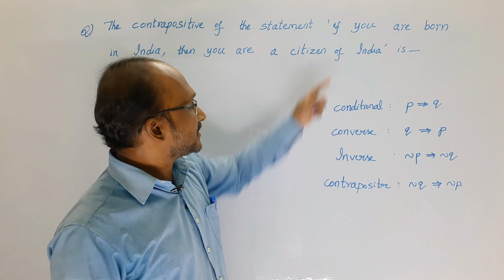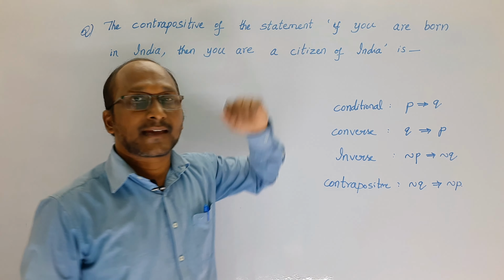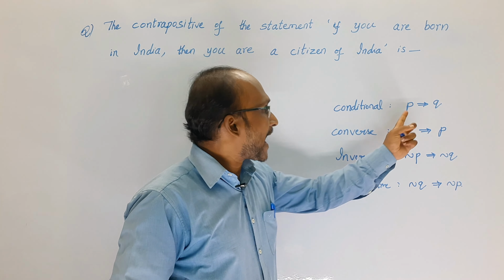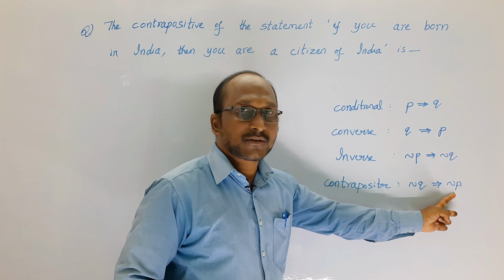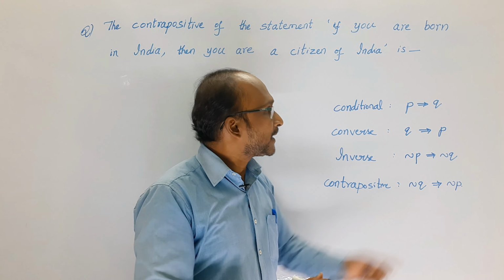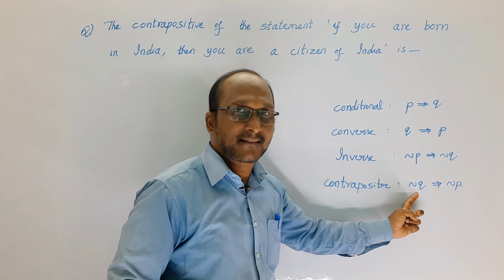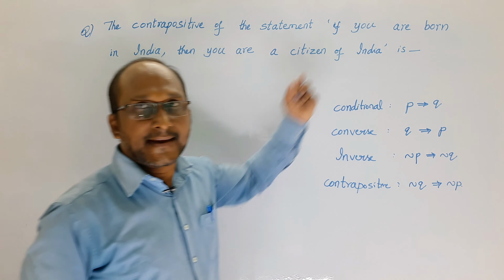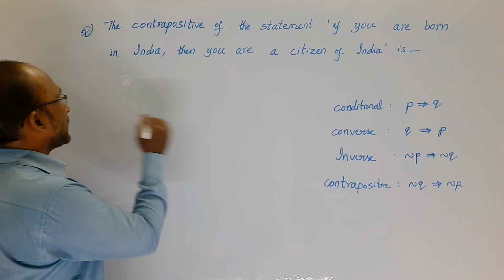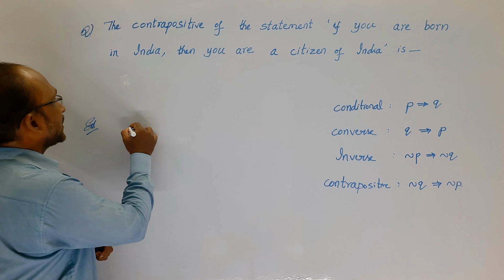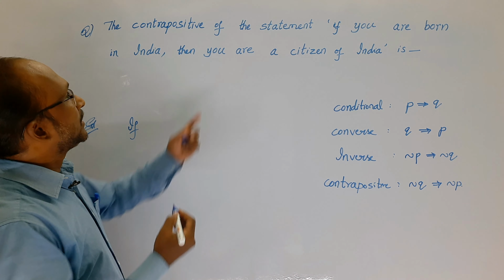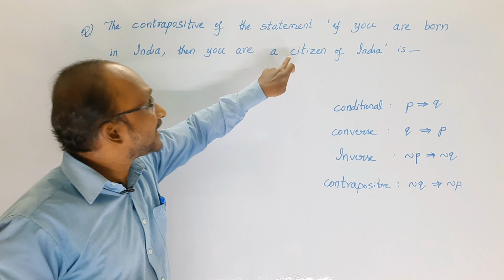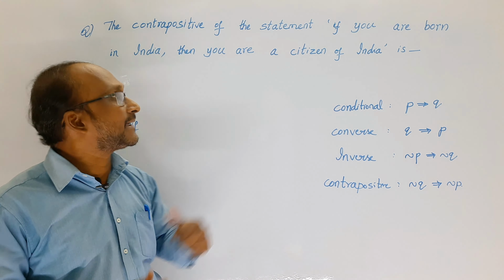Now, we have to write the contrapositive for the given conditional. So, what changes can we observe? Hypothesis P will become conclusion with negation, and conclusion becomes hypothesis with negation. So, with the help of this form, we can write the contrapositive. So, what is that? If the hypothesis will become conclusion with negation and conclusion will become hypothesis with negation.